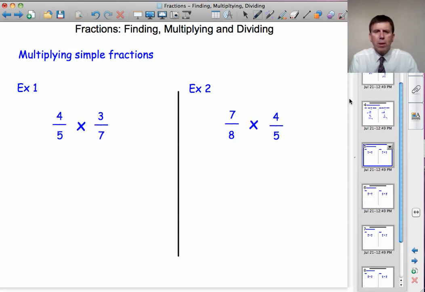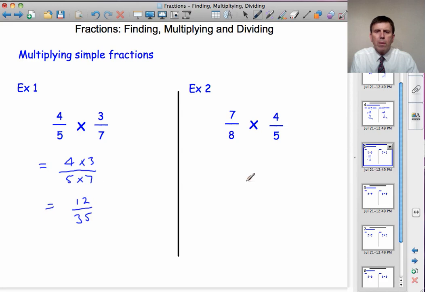We'll now have a look at multiplying simple fractions together, and we'll look at 4 examples. Example 1, 4/5 multiplied by 3/7. To multiply two fractions, all we do is multiply the numerators, that's the top of the fractions, 4 times 3, and we multiply the denominators, 5 times 7, the bottom of the fractions. 4 times 3 is 12, and 5 times 7 is 35. So 4/5 times 3/7 is equal to 12/35.